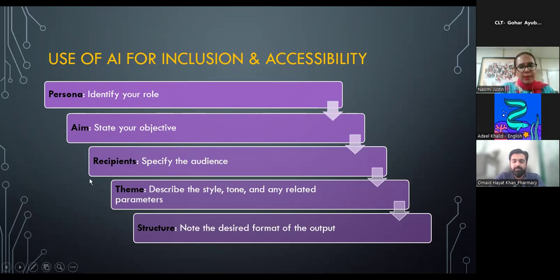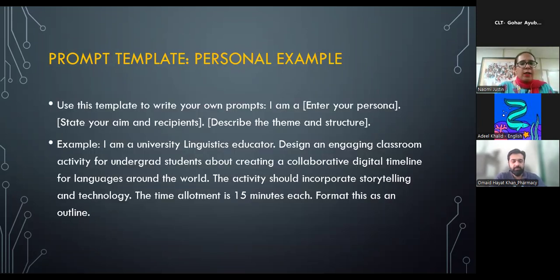So another example that I would like to share with you is, with the help of AI, this is a template in which I asked the AI, with the persona format, that I am a university linguistics educator, design an engaging classroom activity for undergrad students. So you see it tells the persona, my role as an instructor. It tells about my audience, what particular aim I want. It says create a collaborative digital timeline for languages around the world, and the activity should incorporate storytelling and technology in the time allotment.